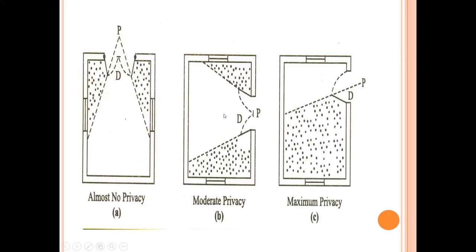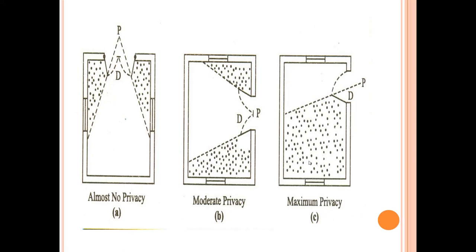So here you can see three examples. In the first case, we have a double shutter door which is placed at the center. So the person outside the room will get the entire view of the room. So this room has almost no privacy. In this case, again, the observer or the person who is outside gets most of the view of the room, so there is moderate privacy. And in this case, we have the maximum privacy.